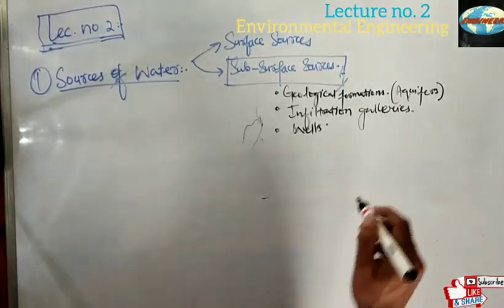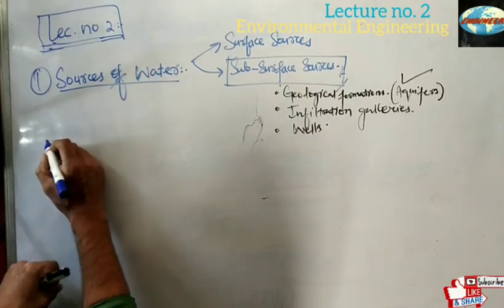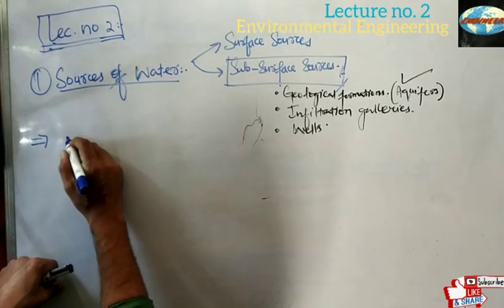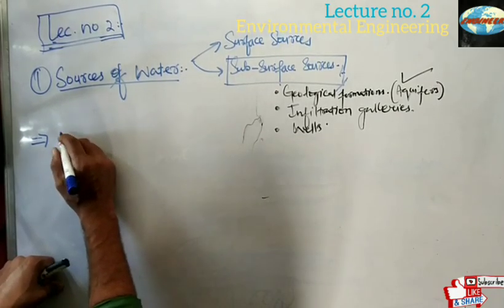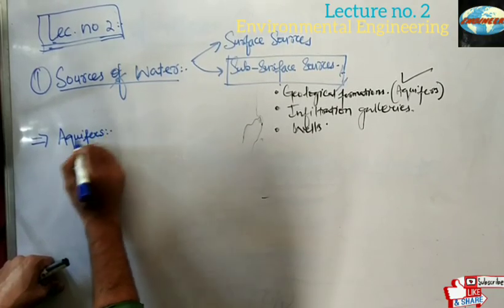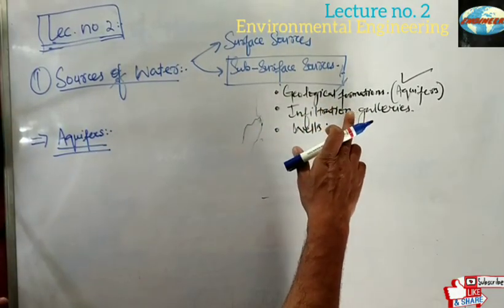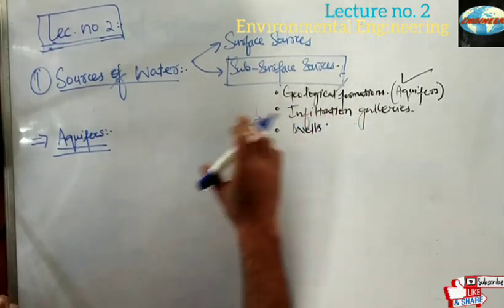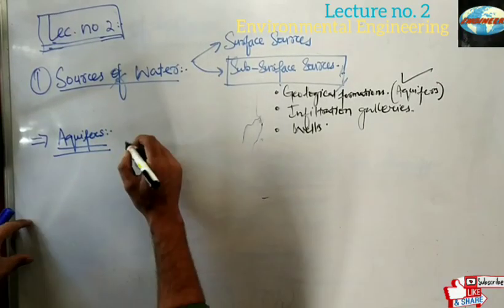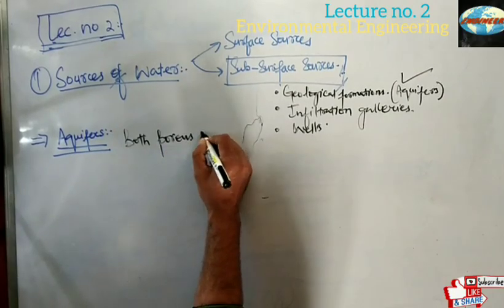So today we'll be discussing the aquifers. Now about aquifers, let me mention it over here. Our topic is geological formations, and I'll write over here aquifers. Now what are aquifers? These are the types of geological formations which are both porous and permeable. What we mean by having porosity and permeability, I will mention over here for now.